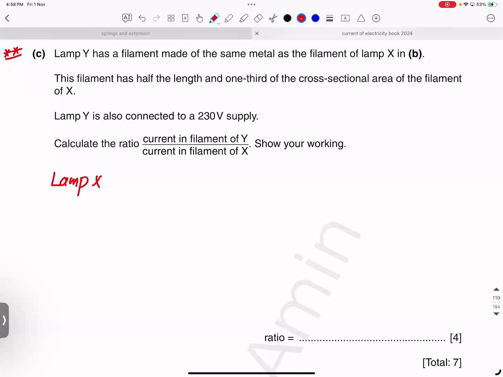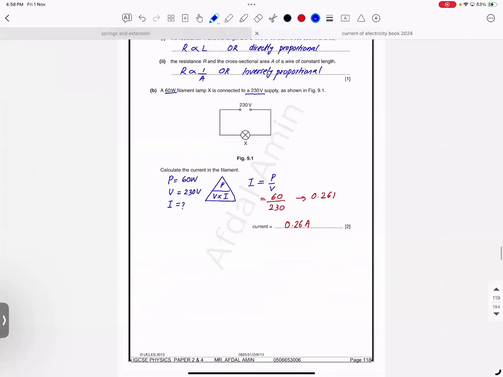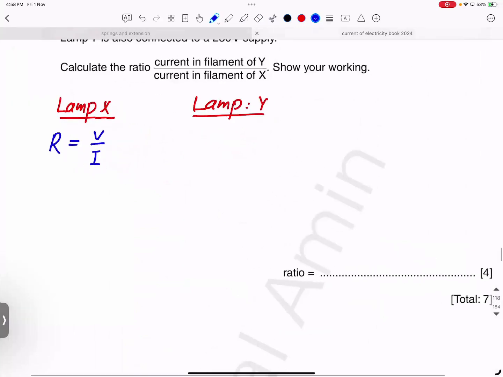Here is lamp X. Here is lamp Y. Lamp Y has the filament with half the length and 1/3 the cross-section area of X. Okay, lamp X. Lamp X was previously, yeah? Resistance is V over I. Lamp X was 230 over 0.261.